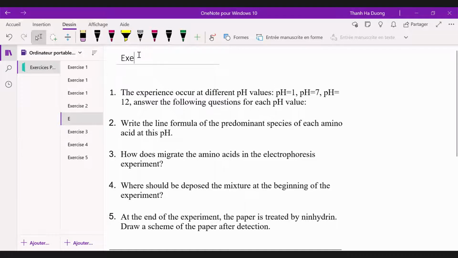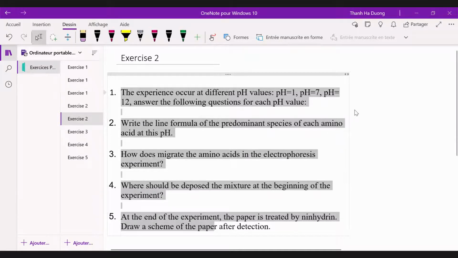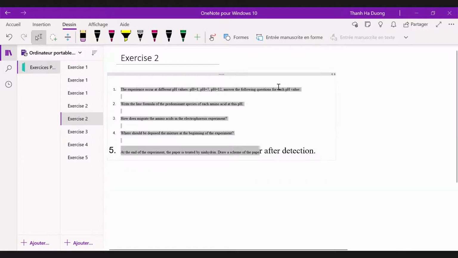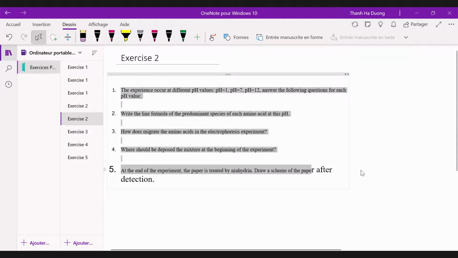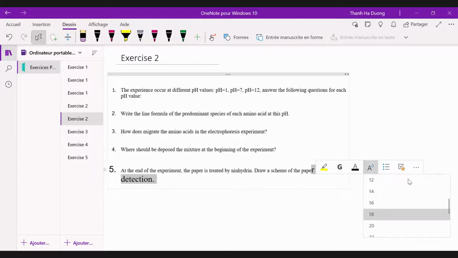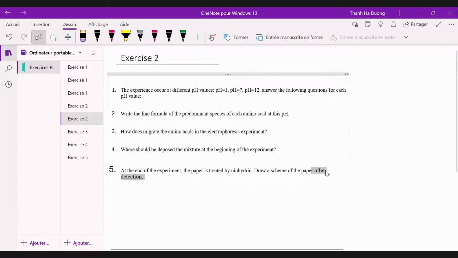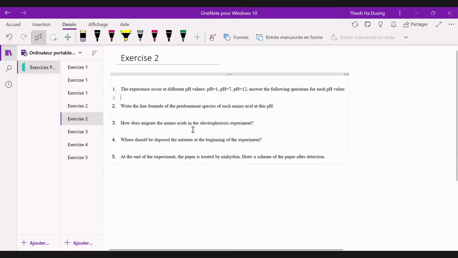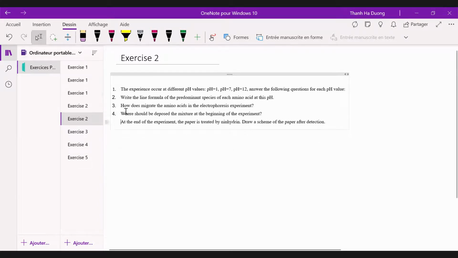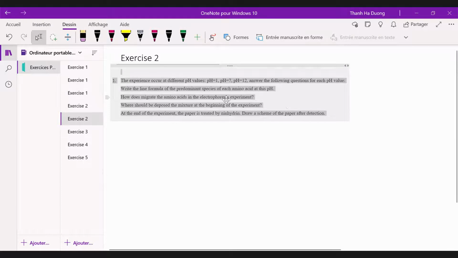Sorry, I forgot to copy that. Is it too small, or maybe I can increase it?